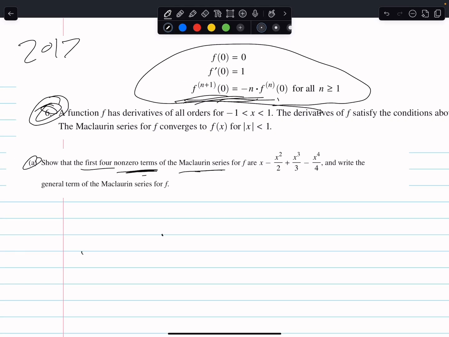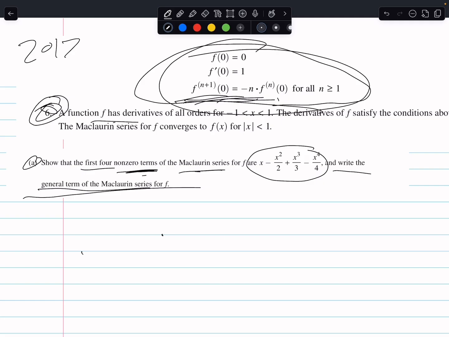Starting off with question A, it wants us to find the first four non-zero terms of the Maclaurin series. It actually gives us the first four non-zero terms, and it wants us to make sure. And then it also wants us to find the general term. Well, there's something important, and that is that these equations up here say that we have derivatives for all orders, on the interval -1 to 1, and 0 is in that interval.